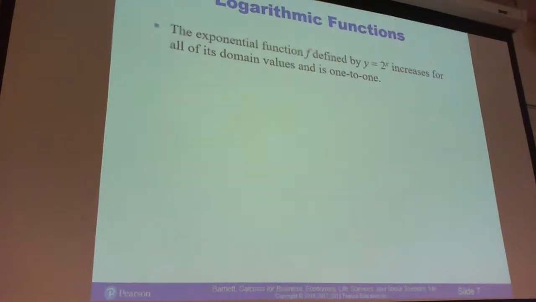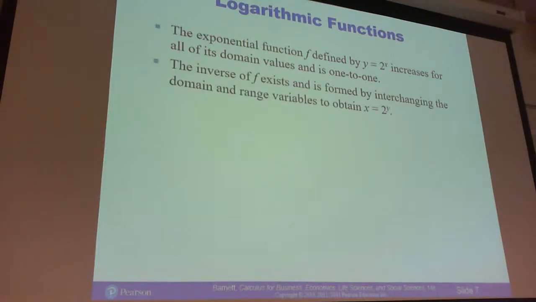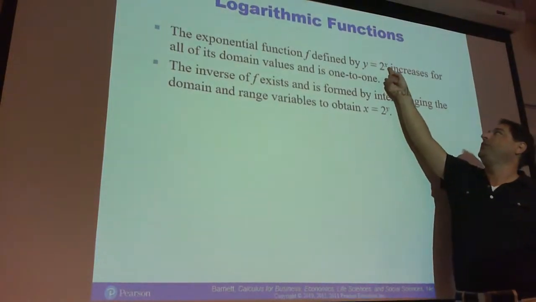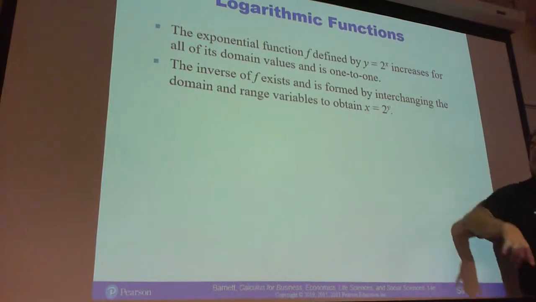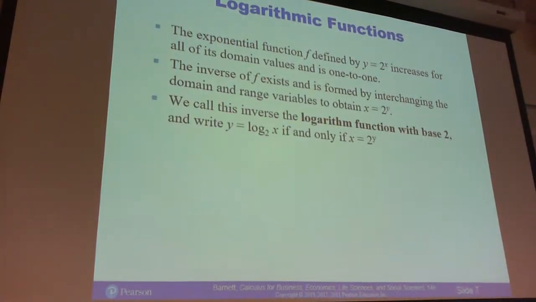Okay? So a logarithmic function. The exponential function y equals 2 raised to the x increases for all its domain values, so it's one-to-one. The inverse would be x equals 2 to the y. So again, y equals 2 raised to the x, we did that last time. To find the inverse, we reverse the x and the y. That would be the inverse. And we call this inverse a logarithmic function with base 2, and write y equals log base 2 of x if and only if x equals 2 raised to the y.